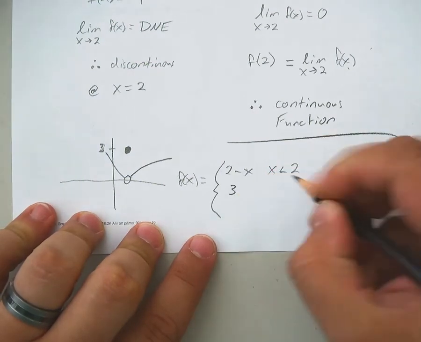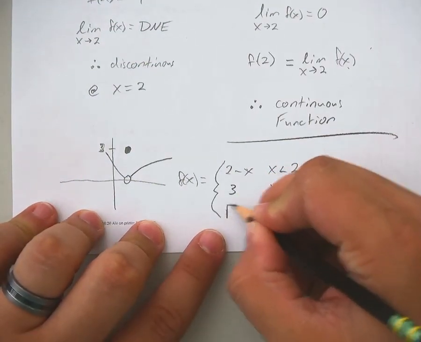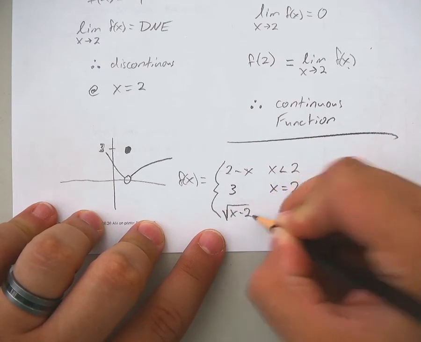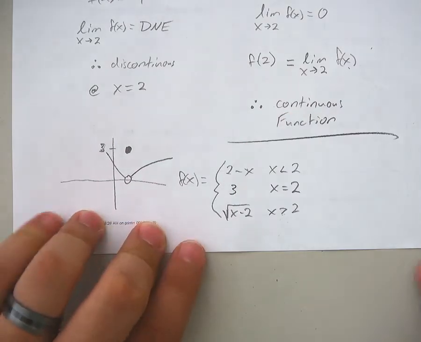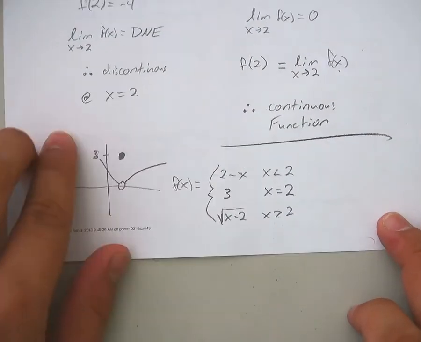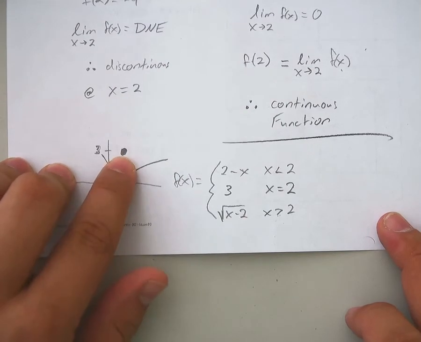It'll be 3 when x is equal to 2, and it will be the square root of x minus 2 when x is greater than 2. No equal 2 down here. So this is like a line on the left, a square root function on the right, and a dot here.